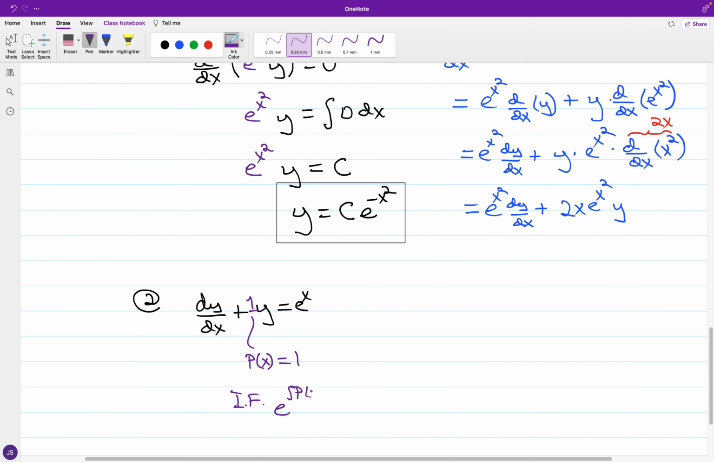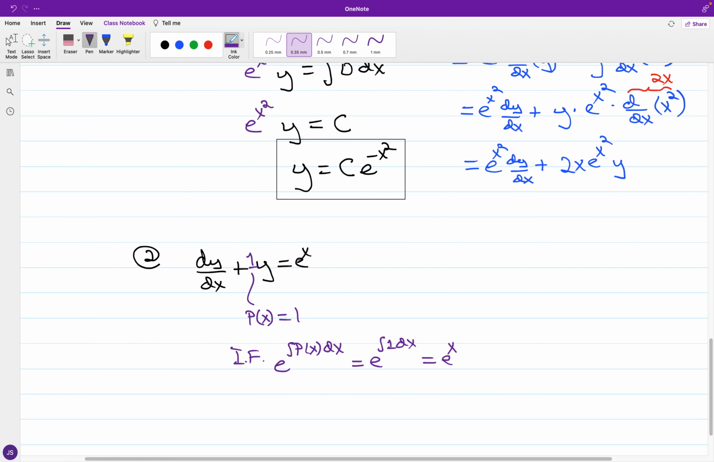So again, we have e to the integral p of x dx, and that's equal to e to the integral of 1 dx. And so that is going to be e to the x. And if I multiply this equation by e to the x, so we have e to the x dy over dx, and I have plus e to the x times y. Again, on the right I have multiplying together e to the x times e to the x.